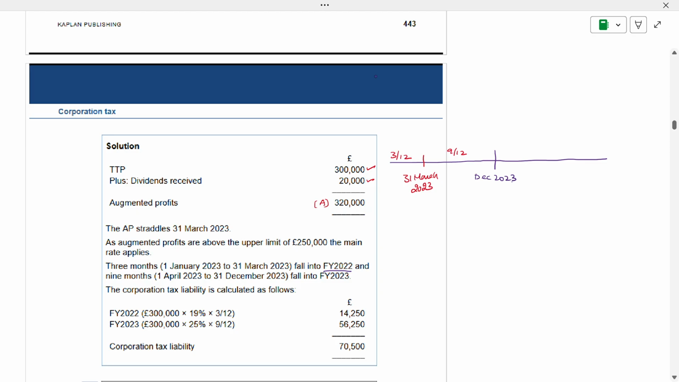Now what they say: it is for 9 by 12. We have to see whether the rates of change are changing or not. Augmented profits are above the upper limit. Main rate employed: 3 months, 1st January 2023 to 31st March 2023, fall in the year 2022, and 9 months fall in the year 2023. Here the tax rate is 19%, here the tax rate is 25%. We are taking 3 by 12 and 9 by 12. Just check.